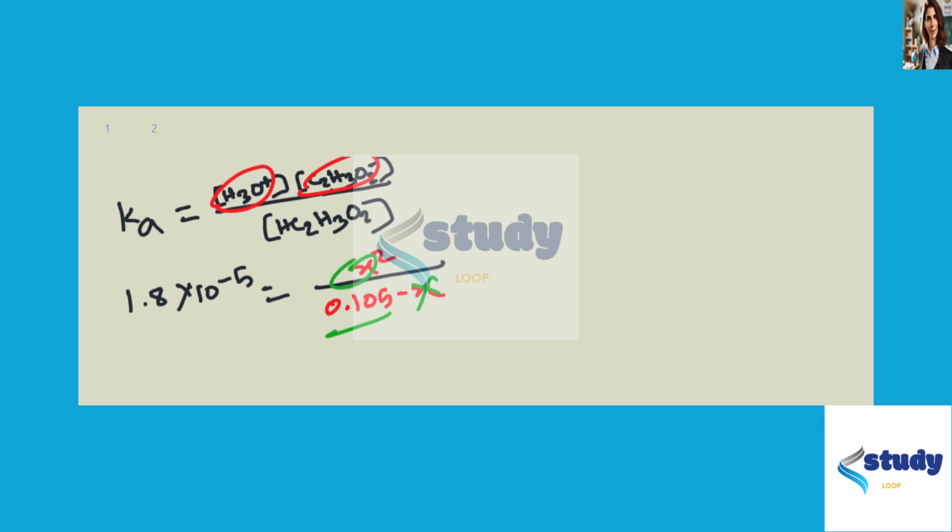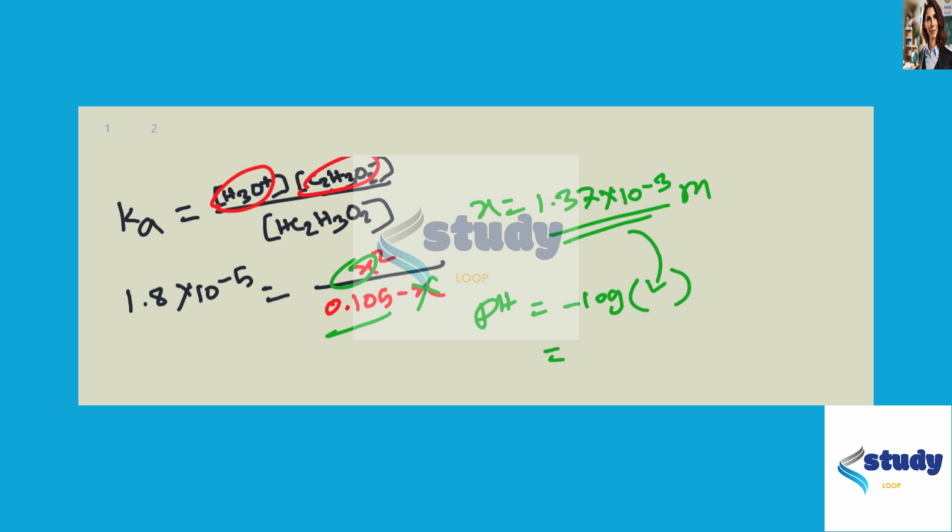Now we can ignore this X, being very small compared to the 0.105 molar concentration, and if we solve this equation for X, we will have a value of X as 1.37 times 10 to the power minus 3. So this is the initial concentration of the H3O plus ion produced. That means the initial pH will be the negative log of this value, and this will give us a pH of 2.86. So this is the initial pH of the solution.